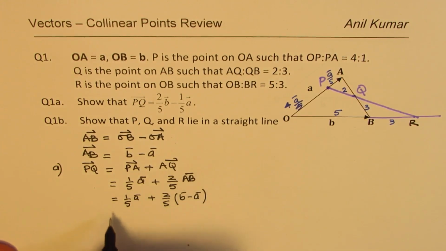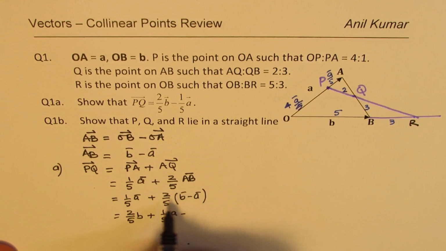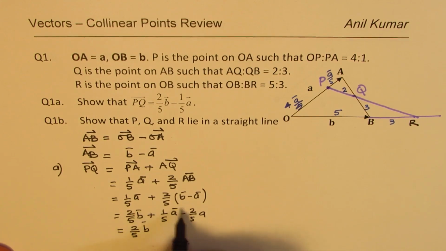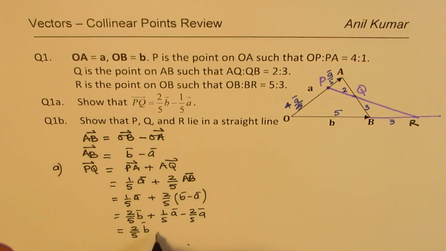So we'll write 2/5 B first. Then 1/5 A minus, when you open this, you get 2/5 A. Now, if you combine these terms, you get minus 1/5. So we get our result of the first question part, which is PQ is 2/5 of B minus 1/5 of A. Is that clear? So that is how we are going to do the very first part.